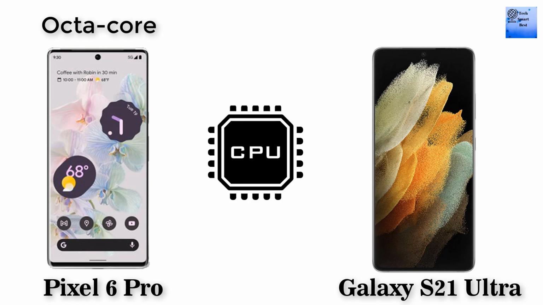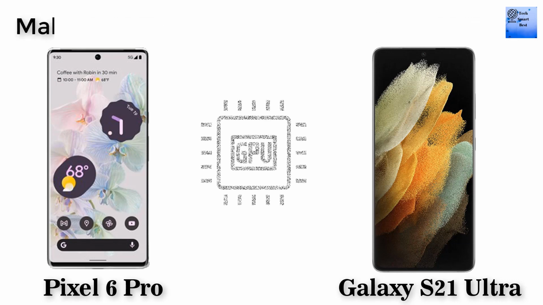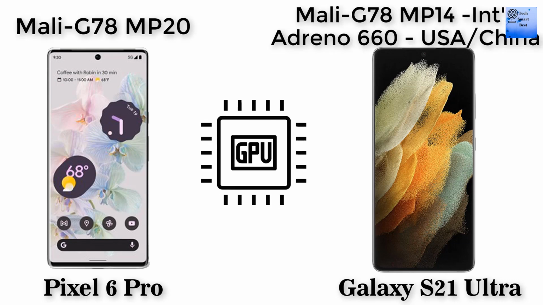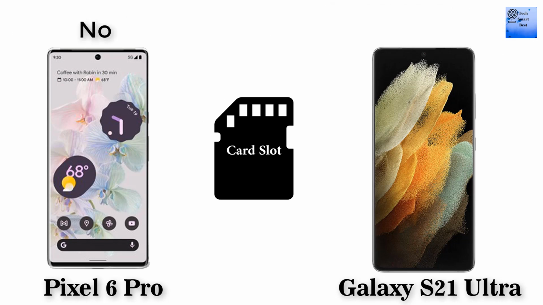The CPU of the Google Pixel 6 Pro is octa-core and the CPU of the Samsung Galaxy S21 Ultra 5G is octa-core. The GPU of the Google Pixel 6 Pro is Mali G78 MP20 and the GPU is available in two types in the Samsung Galaxy S21 Ultra 5G, Mali G78 MP14 for the international version and Adreno 665 for the USA version and China version. The card slot is not available in the Google Pixel 6 Pro. And the card slot is also not available in the Samsung Galaxy S21 Ultra 5G.